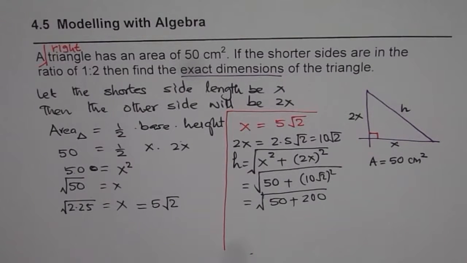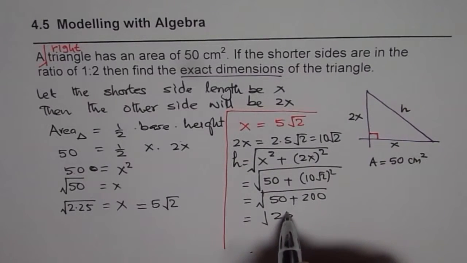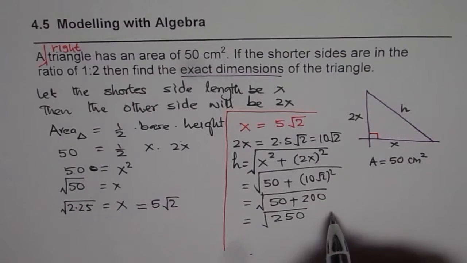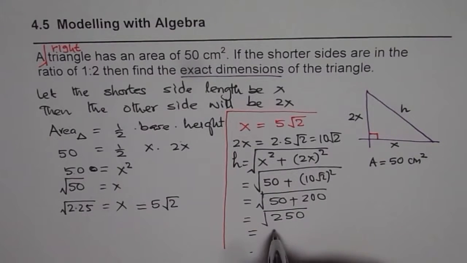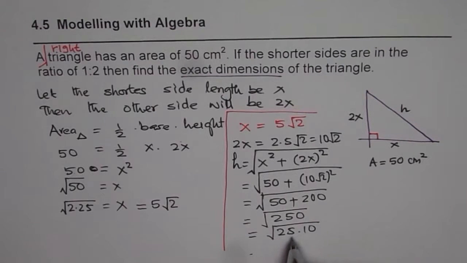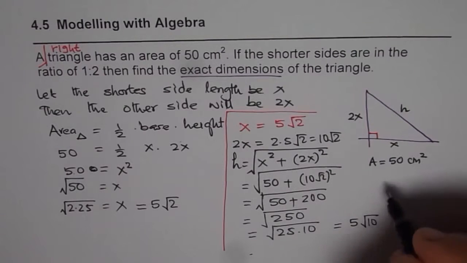Now we can add this up, which is the square root of 250. Now 250 could be written as 25 times 10. So we could write this as the square root of 25 times 10, 250. 25, as you know, is the square of 5. So I could write this as 5 square root 10. Do you understand? So that is how we get our dimensions.